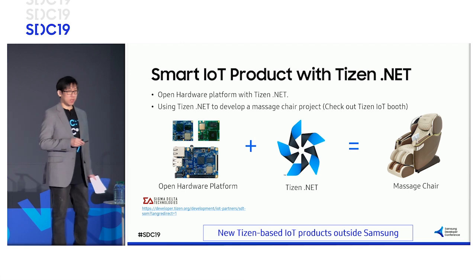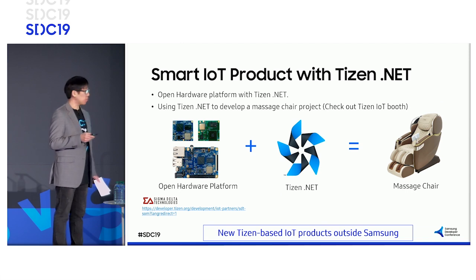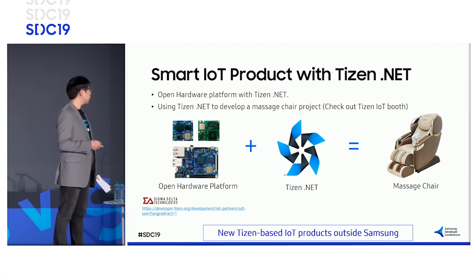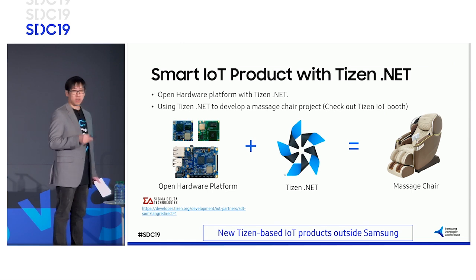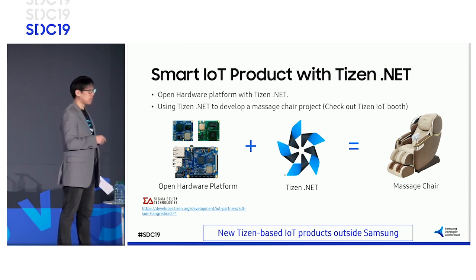Now, this is the update I've been looking forward to for many years. This is about new Tizen-based IoT products outside Samsung. A company in Korea named Sigma Delta Technology created 5 open hardware platforms using the Tizen IoT profile, both headed and headless. And then one of the famous massage chair companies, Kojima, uses this open hardware to control their massage chair. Fortunately, you can experience this massage chair at the Tizen IoT booth here in SDC.